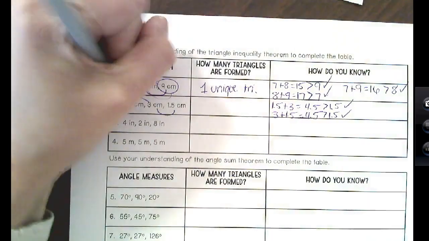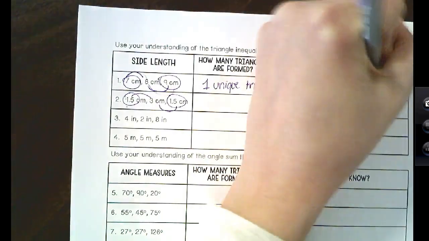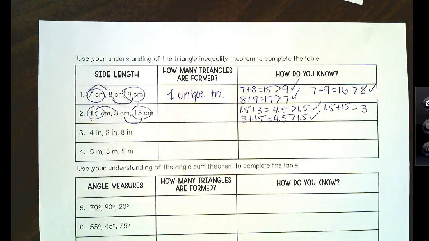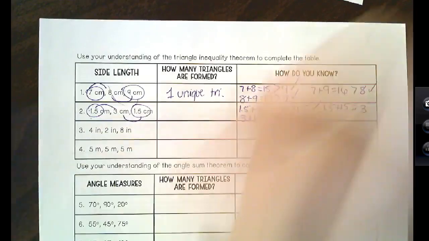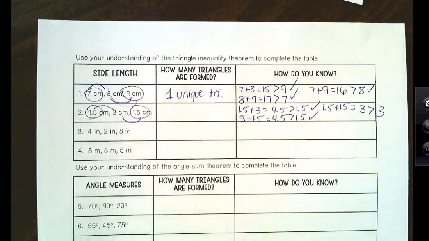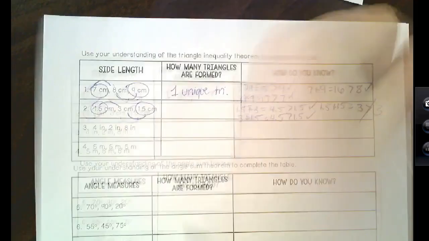So now we have to add our first and our third. 1.5 plus 1.5 gives me 3. Is 3 greater than 3? Shake your head yes or no. Is 3 greater than 3? It's not. They're equal to each other.